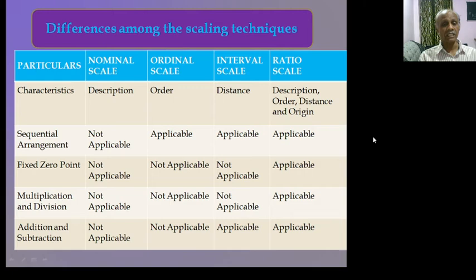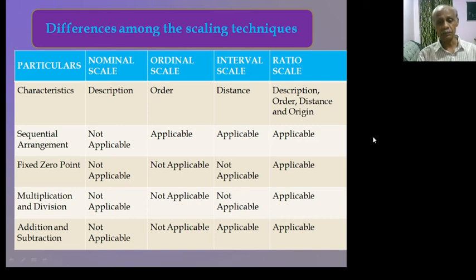Next, the third point, fixed zero point. In the nominal scale, there is no fixed zero point, not applicable. In the ordinal scale also, not applicable. In the interval scale also, not applicable. But in the ratio scale, it is applicable. You can say, I don't like it, or I cannot reveal it, and you can go for ratio 0%. Multiplication and division: nominal, ordinal and interval scales, not applicable. But in the ratio scale, it is applicable. You can multiply with ratios and divide with ratios.